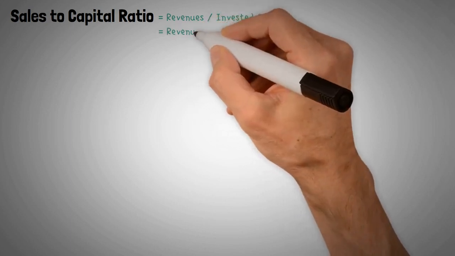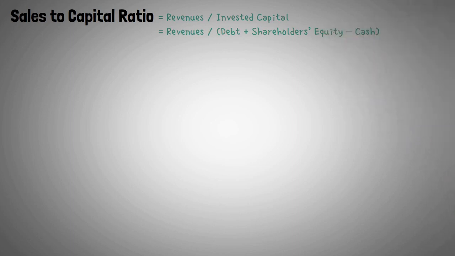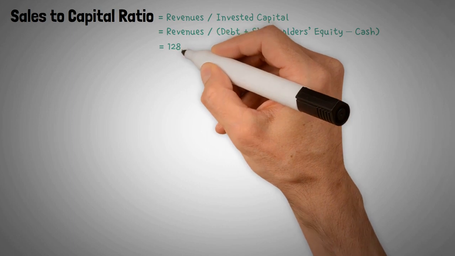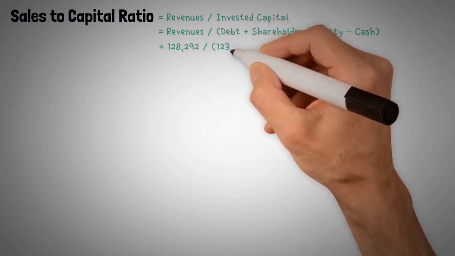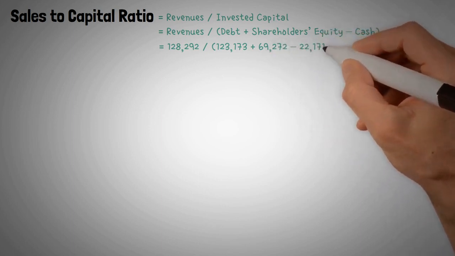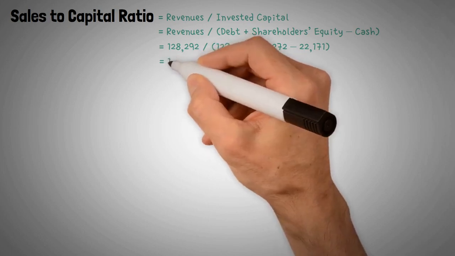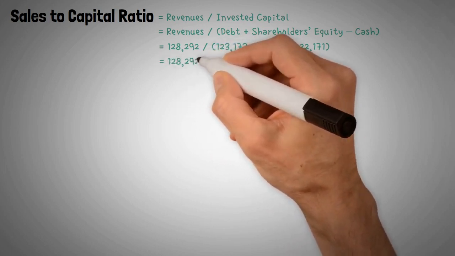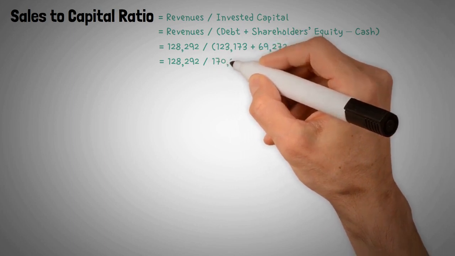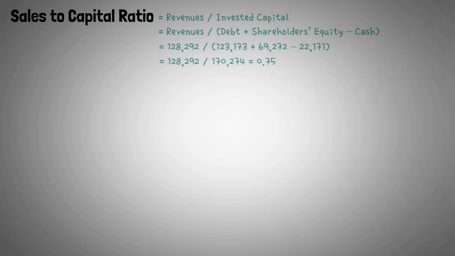Now, to plug those numbers into the ratio, sales to capital ratio equals revenues divided by invested capital. Sales to capital ratio equals revenues divided by debt plus shareholders' equity minus cash. Sales to capital ratio equals $128,292 divided by $123,173 plus $69,272 minus $22,171. Sales to capital ratio equals $128,292 divided by $170,274 equaling 0.75. Pretty simple, huh?